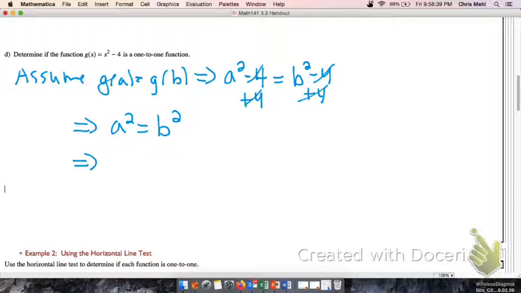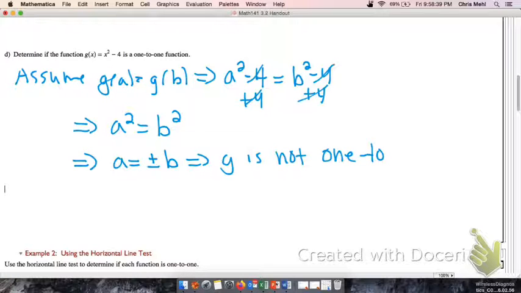But now if I take the square root of both sides, a doesn't necessarily have to equal b. G of a will equal g of b as long as, if you take the square root of both sides, that says that a can be either plus b or minus b. And right away that tells me that we didn't get that a is exactly b, so g is not 1 to 1.